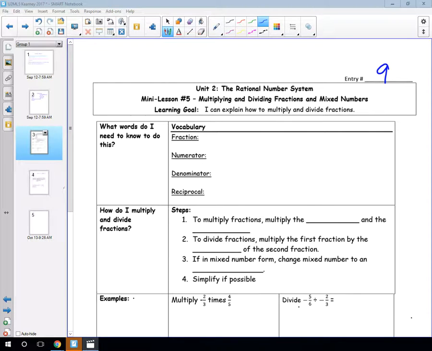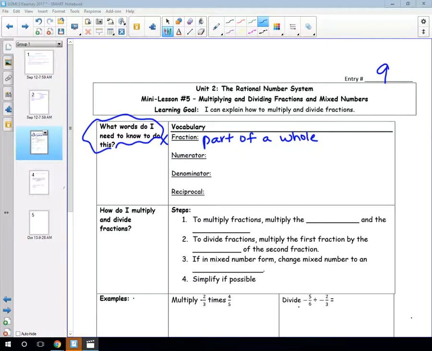Before we get started, I want to go over some key vocabulary words that you're going to need in order to be successful. Let's look at the first vocabulary word, which is fraction. Our question is, what words do I need to know in order to do this? The first one is a fraction, and a fraction is simply a part of a whole. When you have a fraction of something, you have a part of the whole amount.